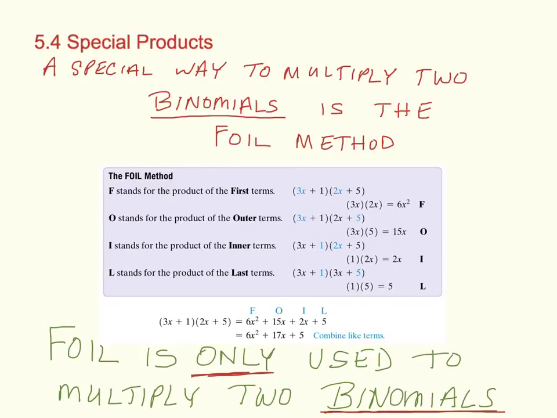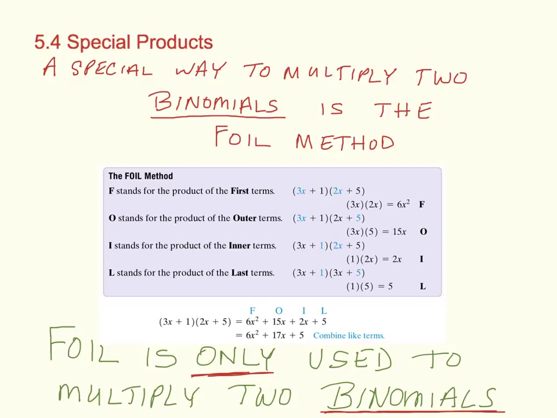In section 5.4, the discussion is about special products. Well, there are three special products that are discussed. The first one is a special way to multiply two binomials, and it's called the FOIL method. FOIL is just an acronym for a way for you to remember how to multiply two binomials.